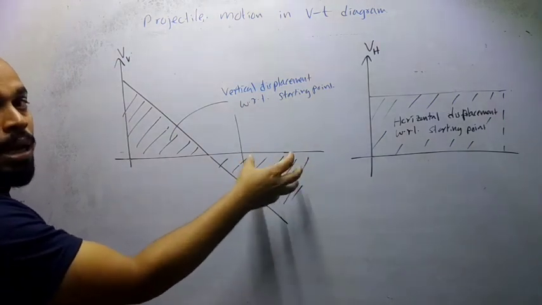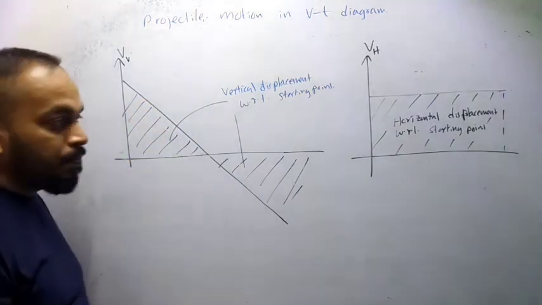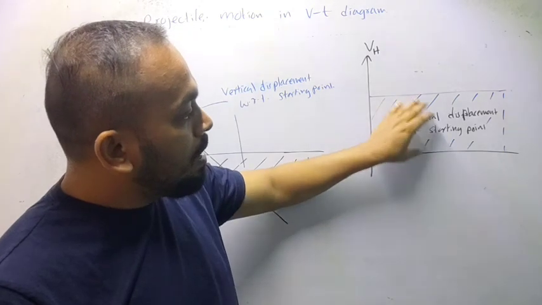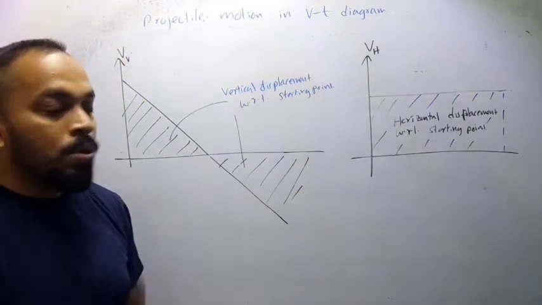Then this would be a negative area, this would be a positive area. The horizontal displacement does not change. This gives you horizontal displacement with respect to the starting point.